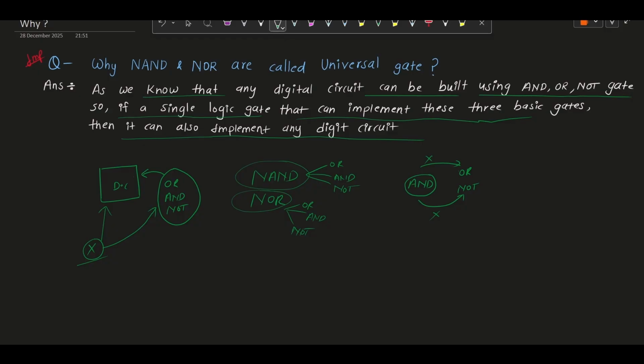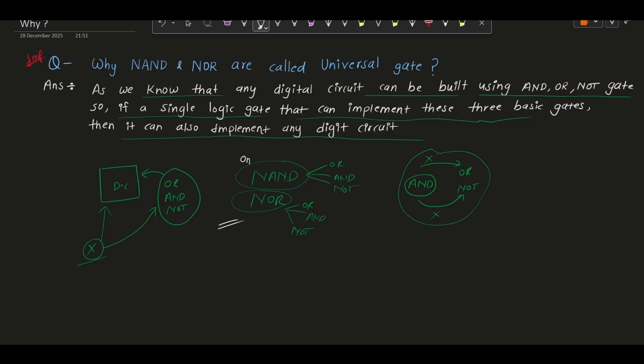So that's why we are not calling the AND gate a universal gate, because for implementation of any digital circuit, we need at least three basic gates. If we have any gate that can implement these three basic gates, then we can say that gate can also implement any digital circuit, correct? So like that we are calling NAND gate and NOR gate universal logic gates.